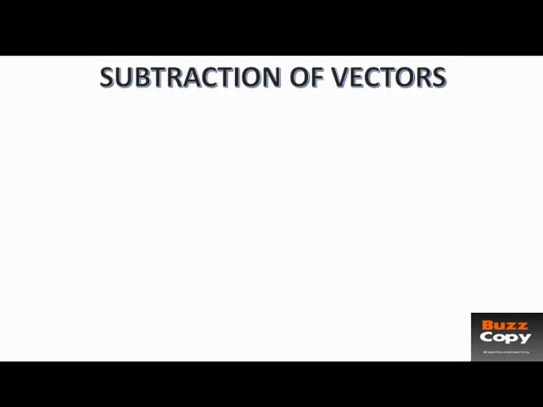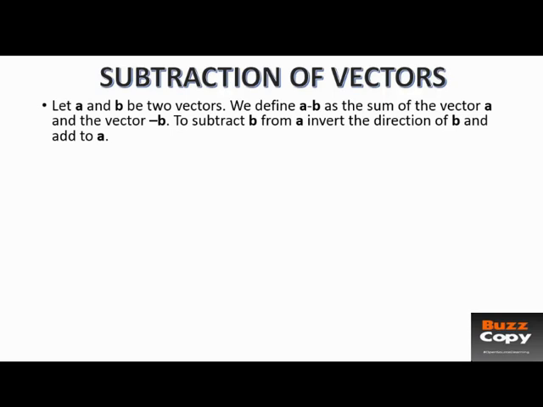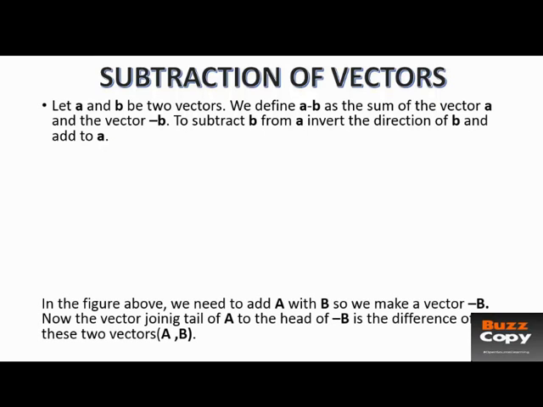Subtraction of vectors. Let A vector and B vector be two vectors. We define A vector minus B vector as the sum of the vector A and the vector minus B. To subtract B vector from A vector, invert the direction of B vector and add to A vector. In the figure above, we need to subtract B vector from A vector, so we make a vector minus B. Now, the vector joining tail of A vector to the head of vector minus B is the difference of these two vectors.